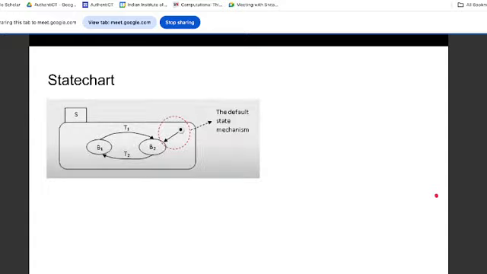Now another thing is this default state mechanism. In every state box, in every super state rectangle, we have this notation with a circle, kind of a bullseye mark, and an arrow pointing towards the first state, the default state of entry. So this is how the default state of entry is represented.